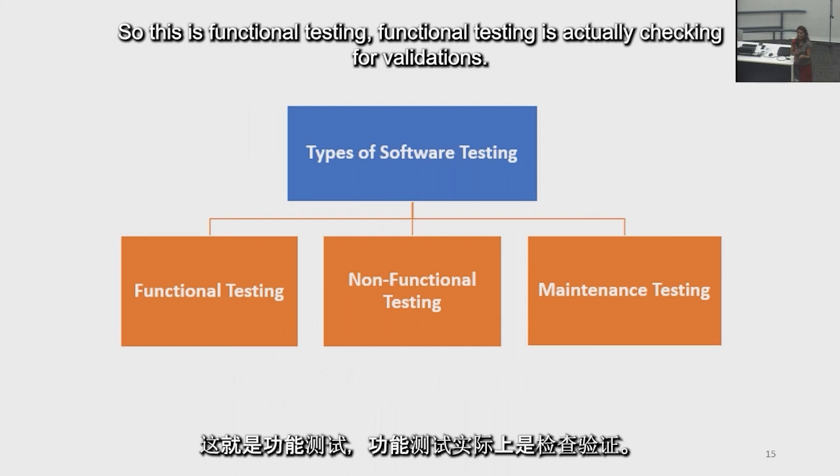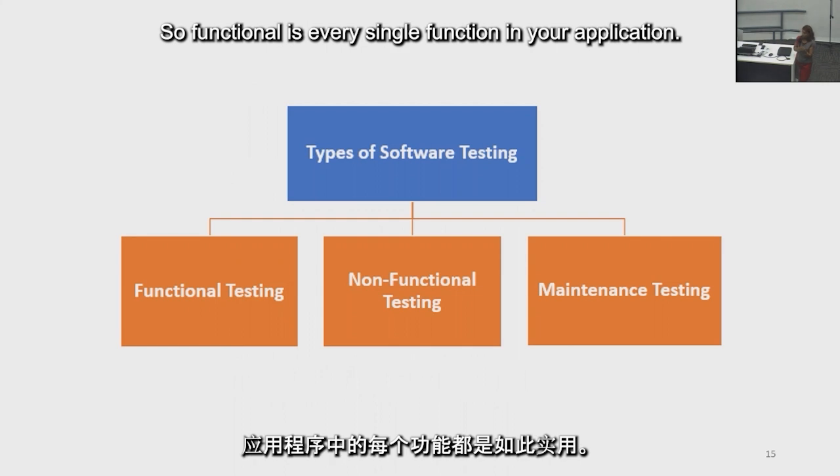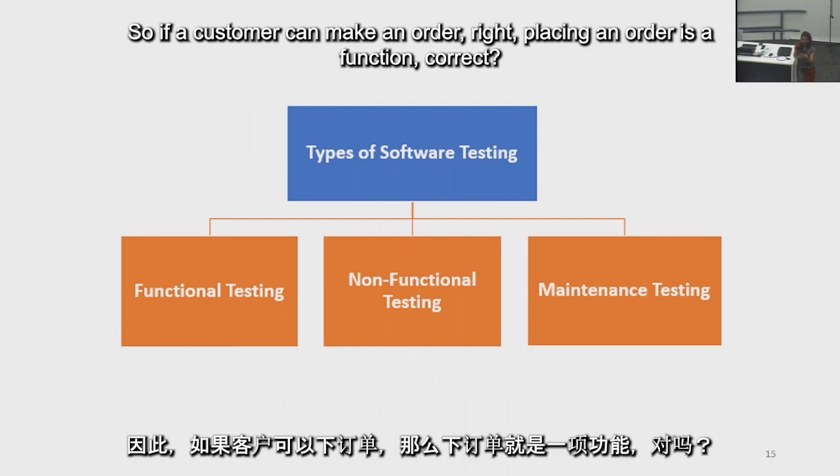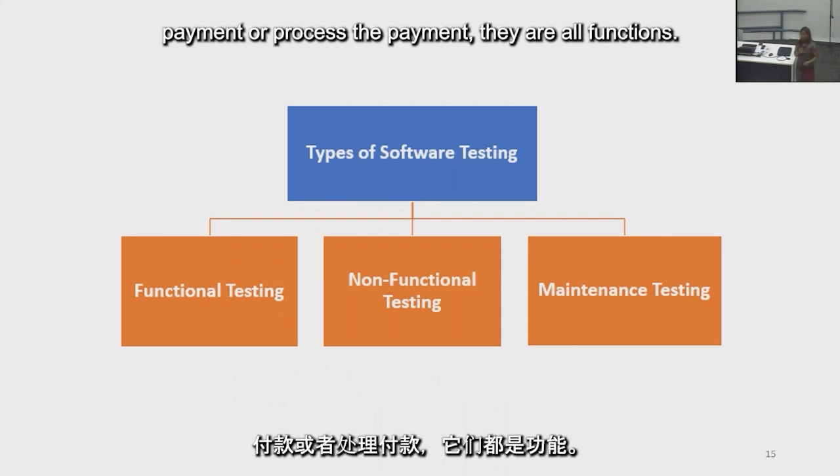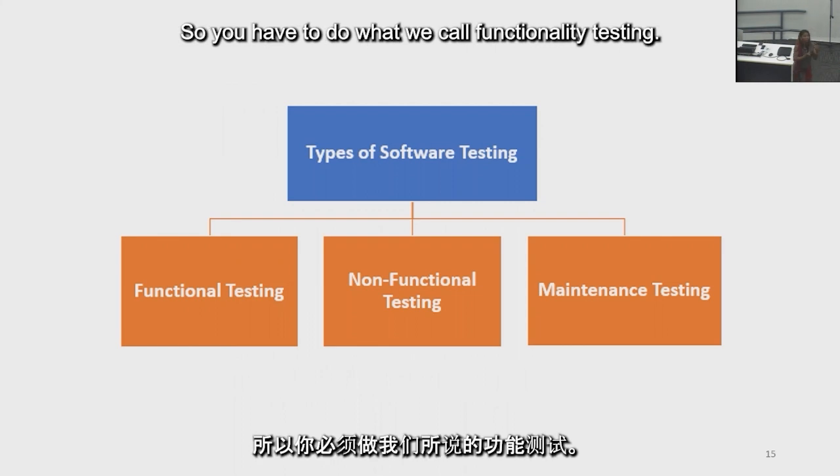Functional testing is actually checking for validations. Functional means every single function in your application. So if a customer can make an order, right? Placing an order is a function, correct? If you're going to verify the order or issue an invoice, or generate the payment or process the payment, they are all functions. So you have to do what we call functionality testing.